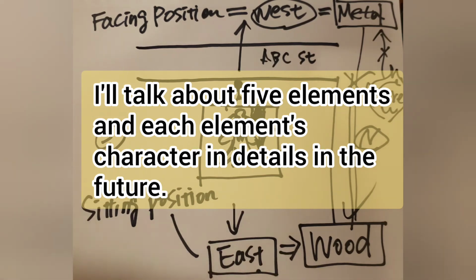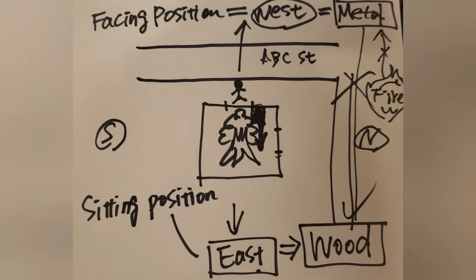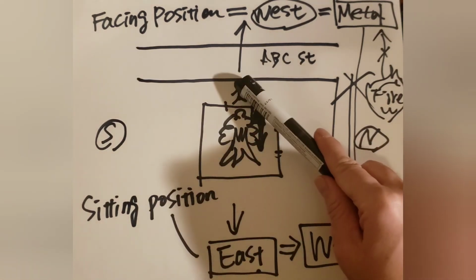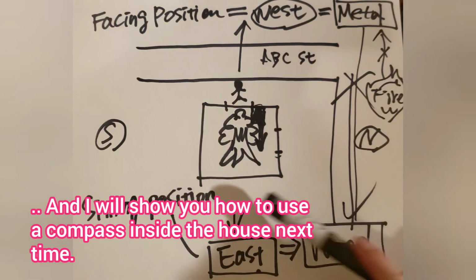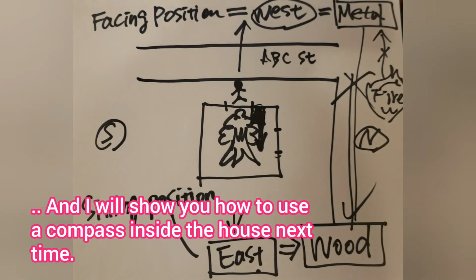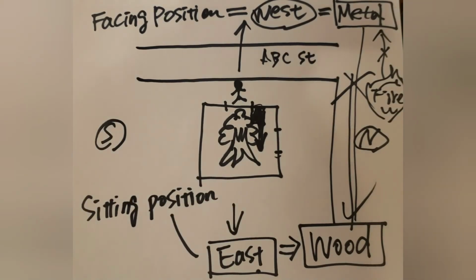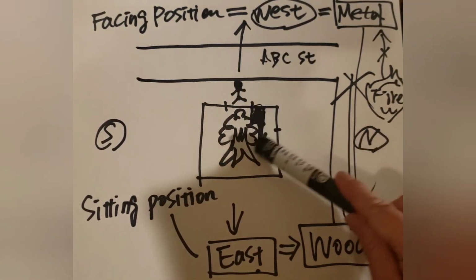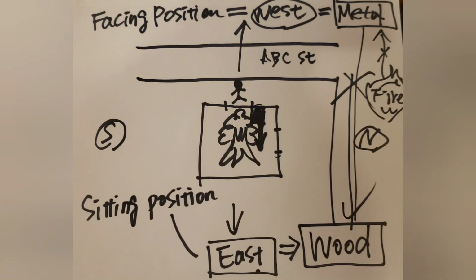Anyway, today I showed you how to use the compass. You use the compass outside and check the personality of the main building first. And then check the apartment unit personality. You do the same thing. You just stand right in front of the door of your apartment unit and do the same thing.